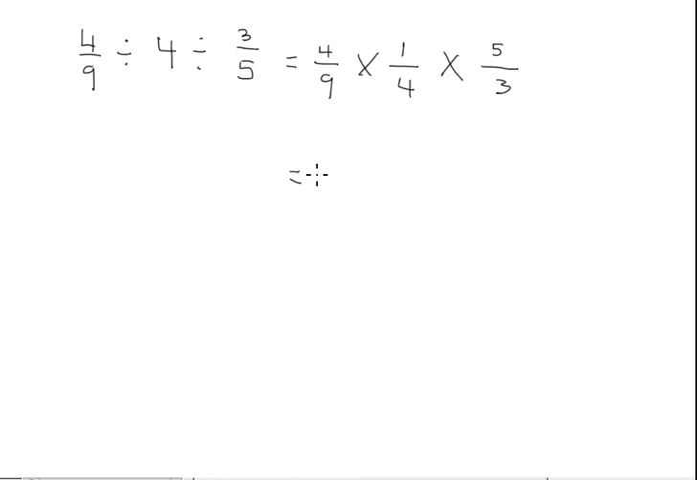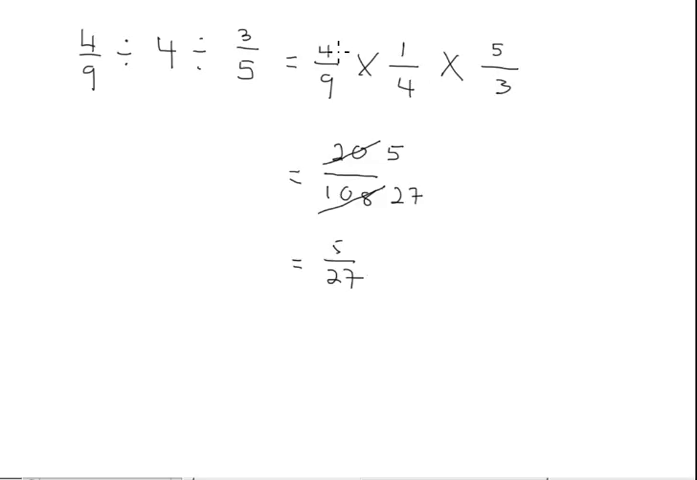Now I can proceed to work from left to right. 4 times 1 is 4. 4 times 5 is 20. So I have 20 over the numerator, and my denominator is 9 times 4, which is 36, and 36 times 3 is 108. Then I proceed to reduce this fraction to its lowest term by dividing the numerator by 4, giving us 5. And then I have to divide the denominator also by 4, giving us 27. So the answer is 5 over 27.